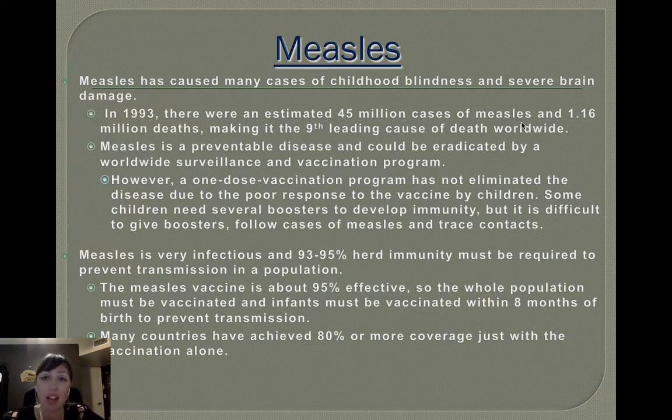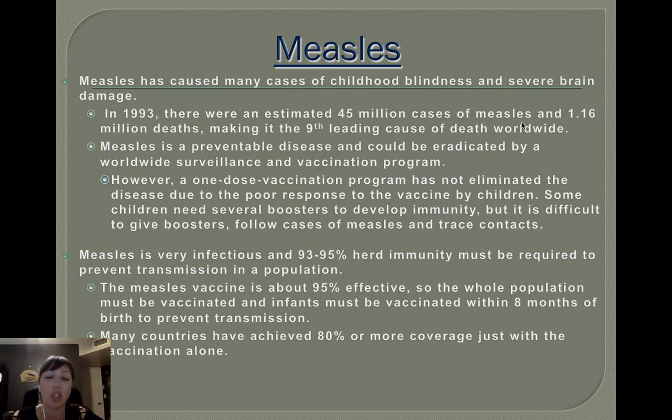Measles is preventable and could be eradicated by a worldwide surveillance and vaccination program. However, a one-dose vaccination has not eliminated the disease due to a poor response to the vaccine by children. Some children need several boosters to develop immunity, but it is difficult to give boosters and to follow cases of measles and trace its contacts. Measles is very infectious, and 93 to 95% immunity, herd immunity, is needed to prevent the transmission. So the vaccine is about 95% effective, so then the whole population must be vaccinated, and infants must be vaccinated within 8 months of birth to prevent the transmission.